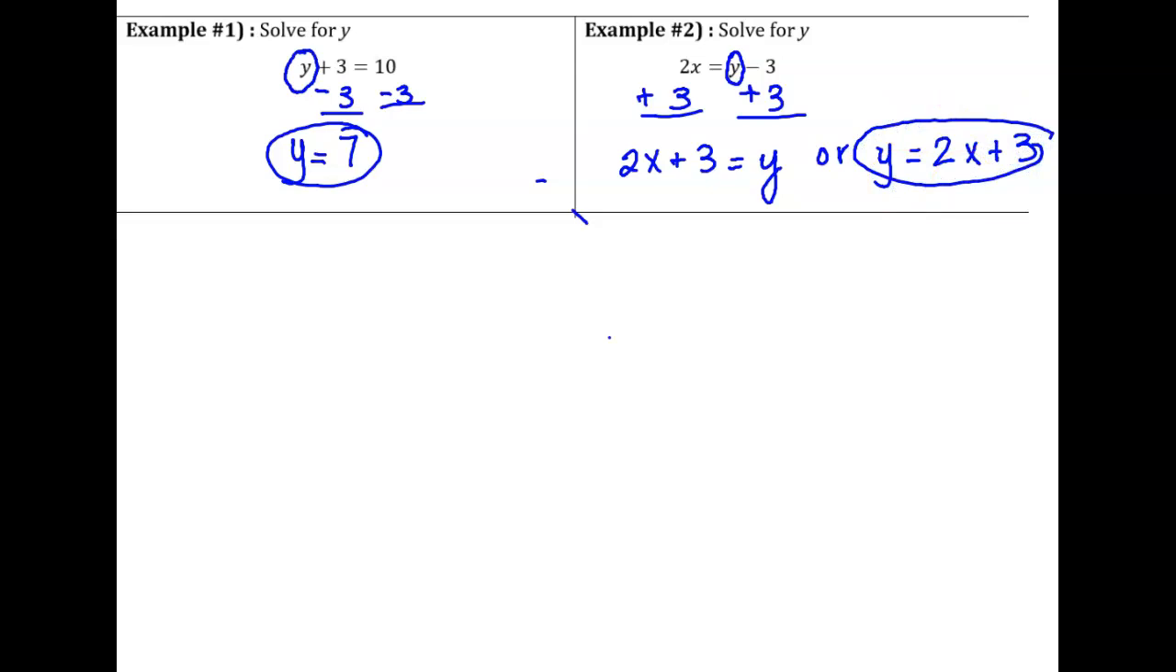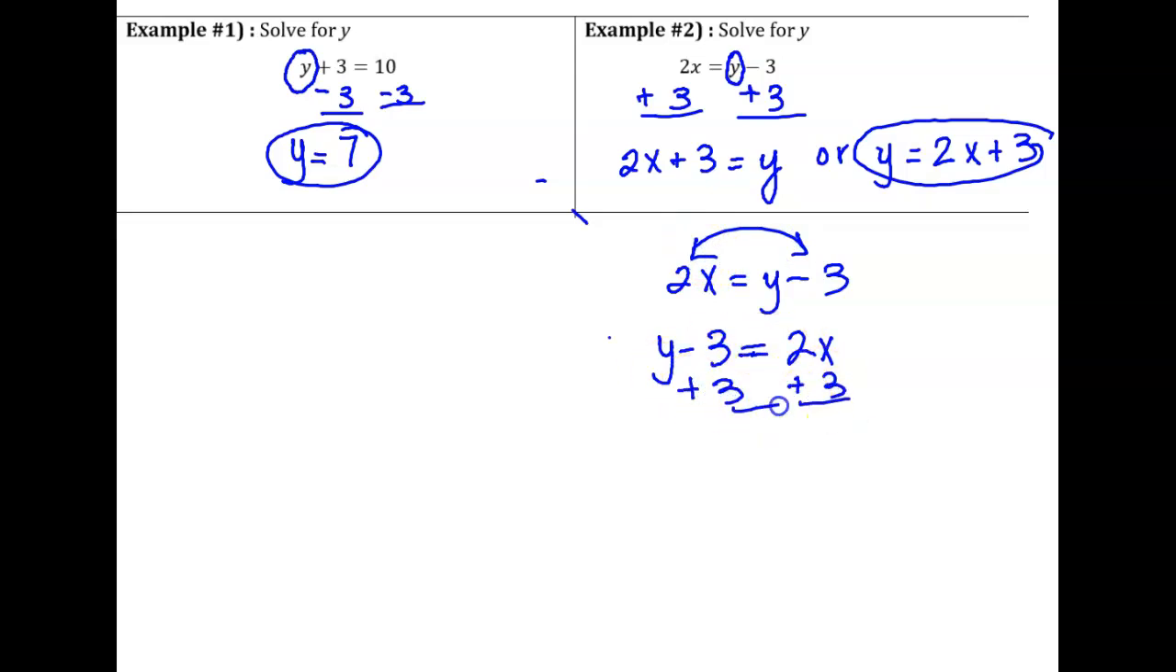I said before I could rearrange the whole thing at the beginning. If I had 2x is equal to y minus 3, I could just start out and say that's the same as y minus 3 is equal to 2x, just like I did in the intro video. You can just flip the order there. Then when you add 3 to both sides, you end up with y is equal to 2x plus 3. Same answer. All right, so let's try a few of these.